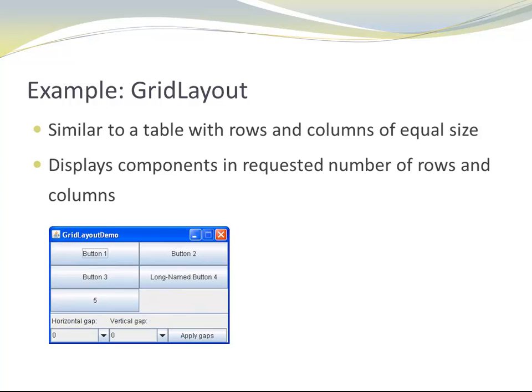Let's look at another layout. The GridLayout. It's similar to a table with rows and columns of equal size. It displays the components in a requested number of rows and columns. So here you can see equally sized columns, rows, and the buttons are just placed in those different cells of my grid.